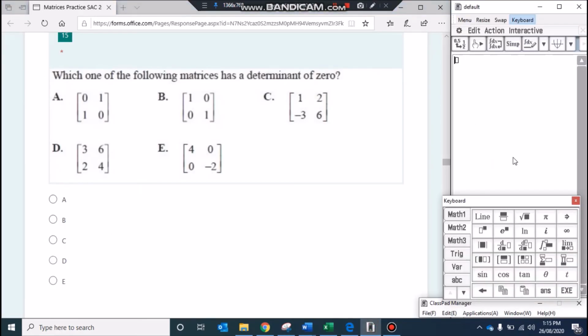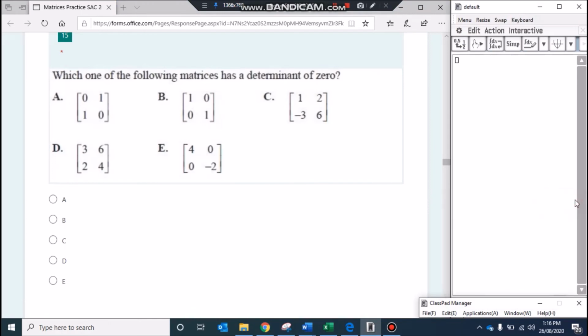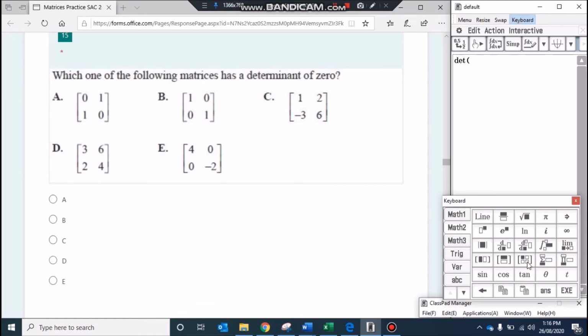Now we want to know which one of these has a determinant of 0. Now, I'm just going to use the calculator for that one. Remembering that we can calculate determinants using this DET function. So that's not it. That one's not it.